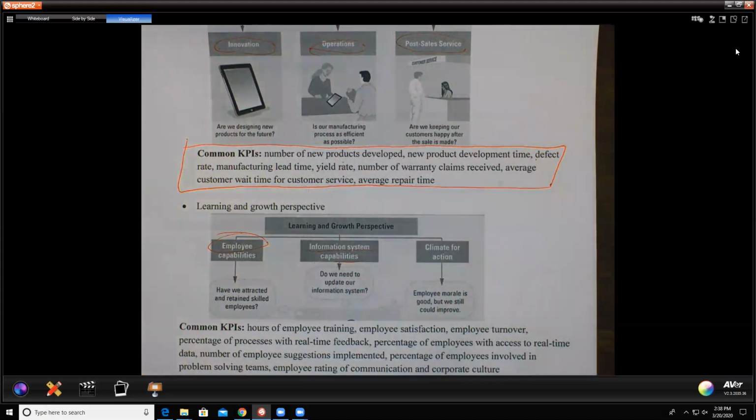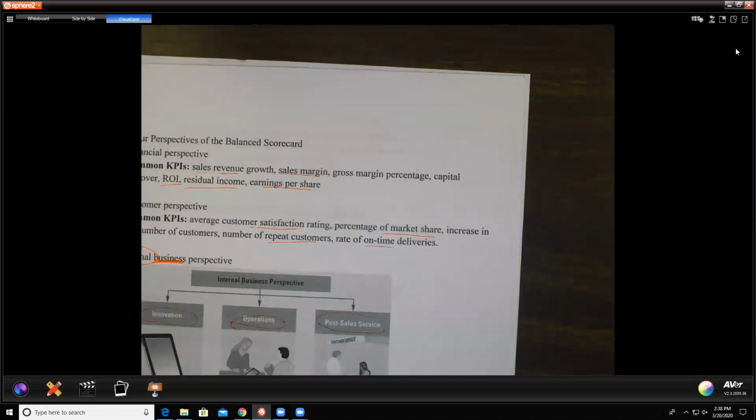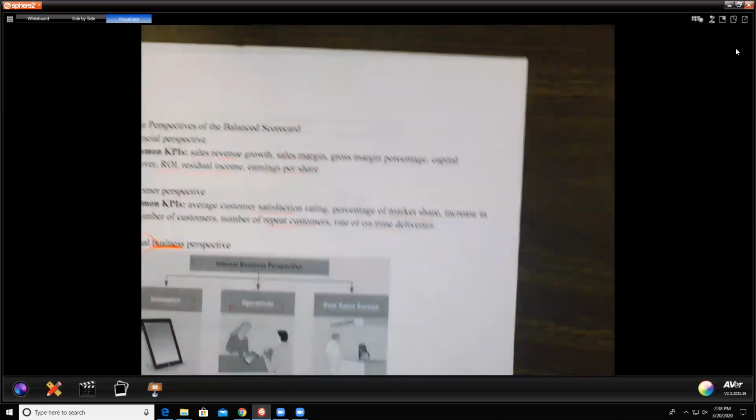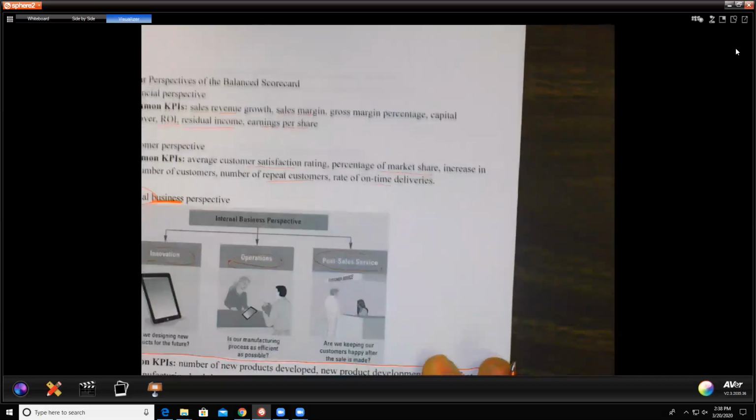So students say, oh goodness, there are so many perspectives. I really cannot memorize them. So how can you help me? Okay, how can I help you? Let's do these four perspectives together.